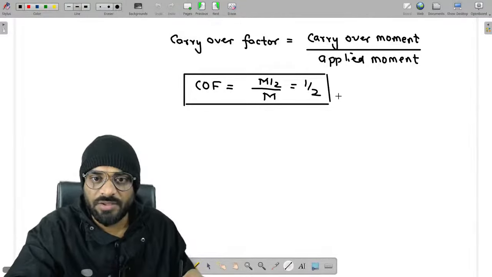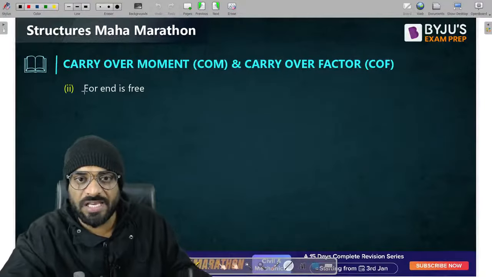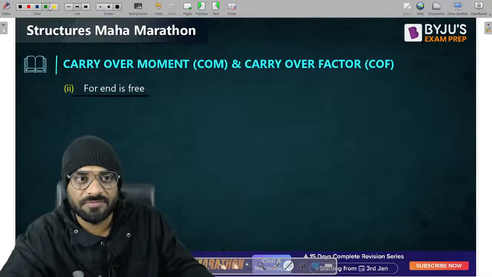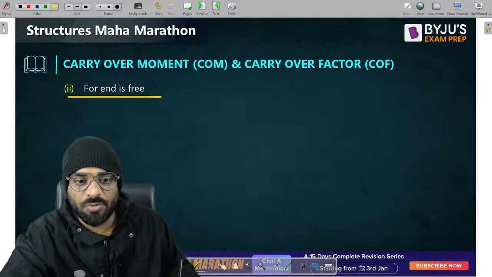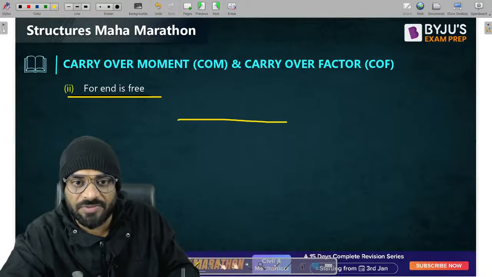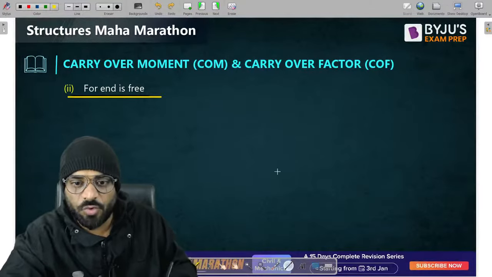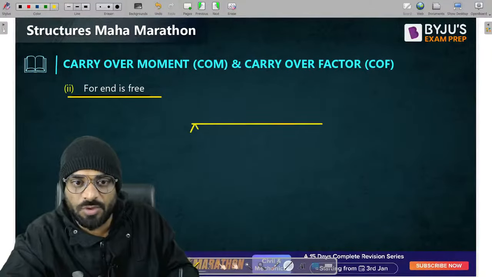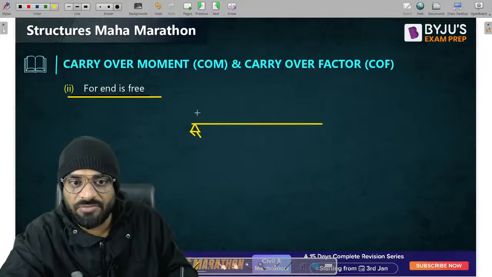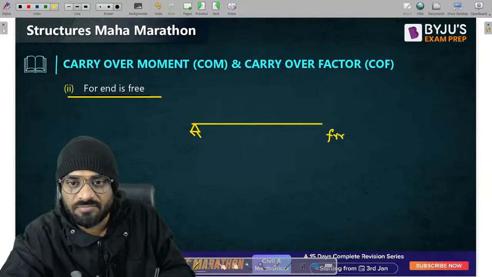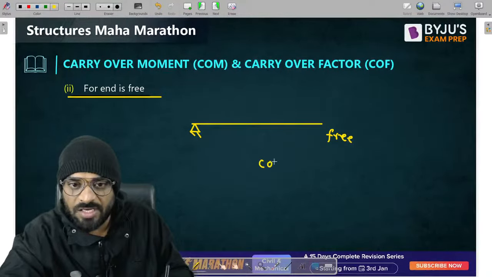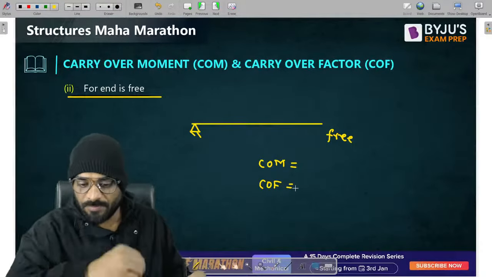Okay, guys. Now can anyone tell me, what is the carryover moment and carryover factor when the far end is free? Quickly write down in the chat box the carryover moment and carryover factor when the far end is free. Carryover moment is equal to how much and carryover factor is equal to how much?